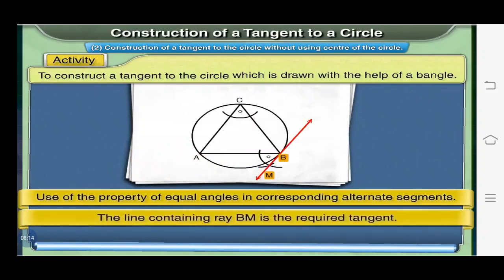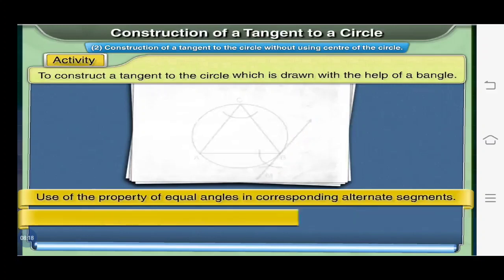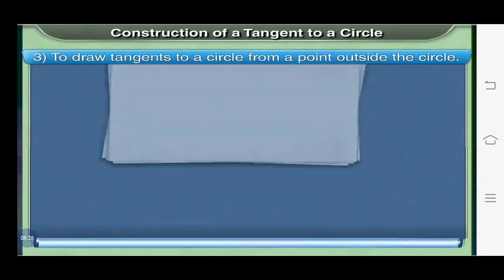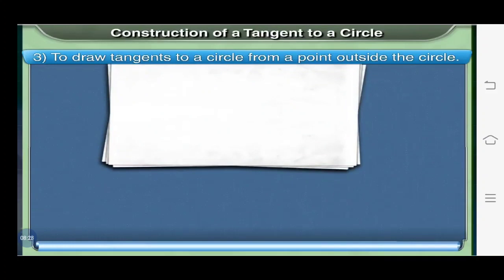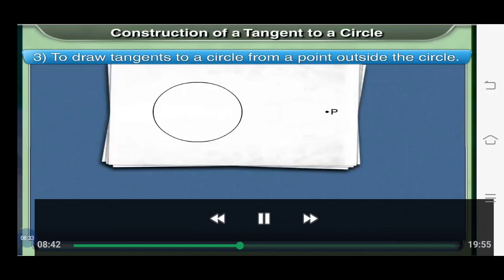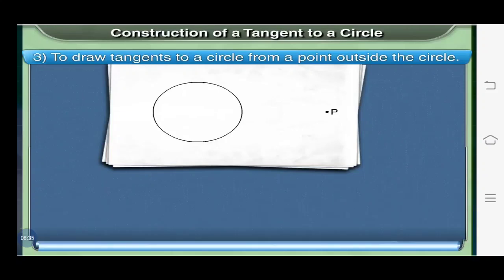The line containing ray BM is the required tangent. To draw tangents to a circle from a point outside the circle. Suppose a point lies outside the circle. How many tangents can you draw? We can draw 2 tangents from a point outside the circle.